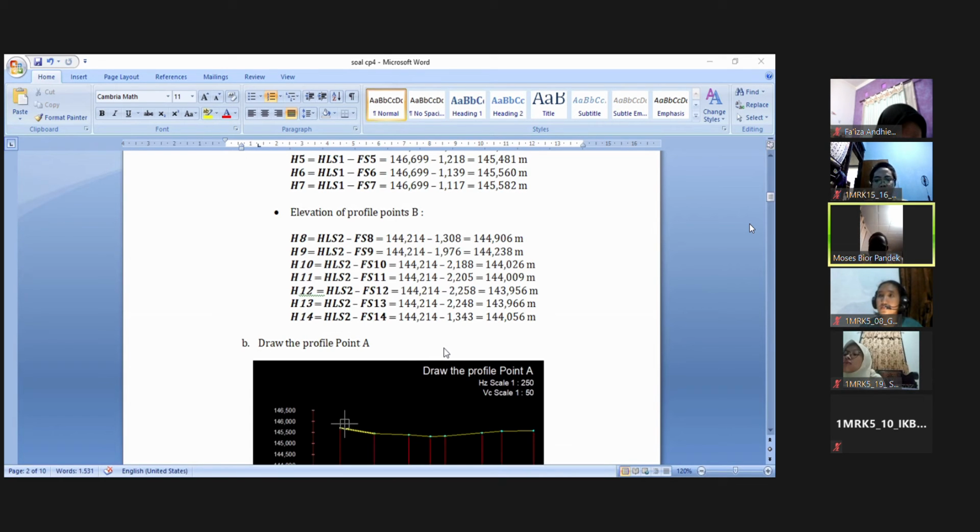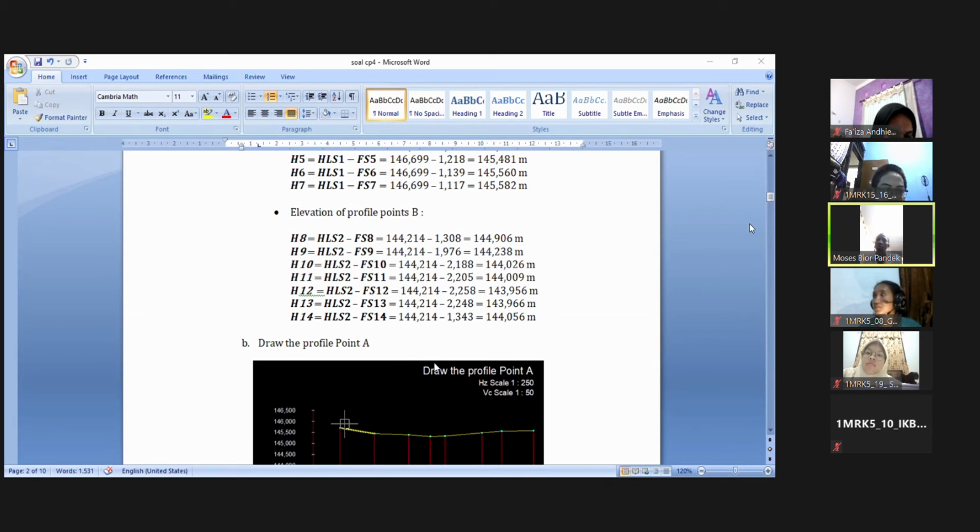At 9, the elevation at 9 is equal to the elevation of line of sight 2 minus the foresight at 9. It will give us something like 144.238 meters. So we continue until we reach point 14, doing the same formulas. After we have got those, the next is part B.